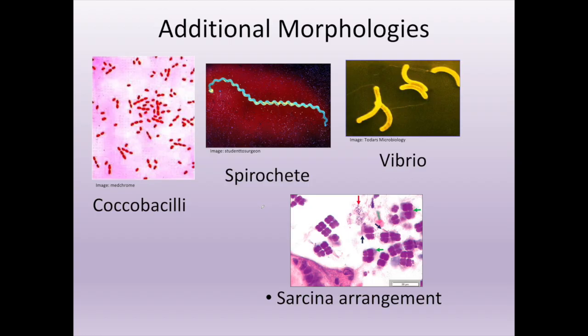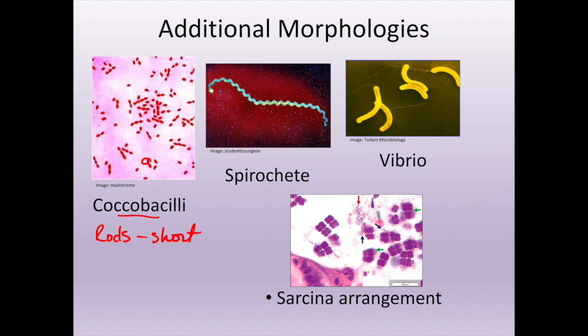There are a few exceptions and some additional morphologies to bacteria. We have here what are called coccobacilli. Coccobacilli are rods that are really short, and they're more of an oval shape. You can see they have kind of an oval shape as opposed to being perfectly round. They're actually a bacillus, in their morphology or shape, but they are sometimes mistaken for cocci under the microscope because they are so short.